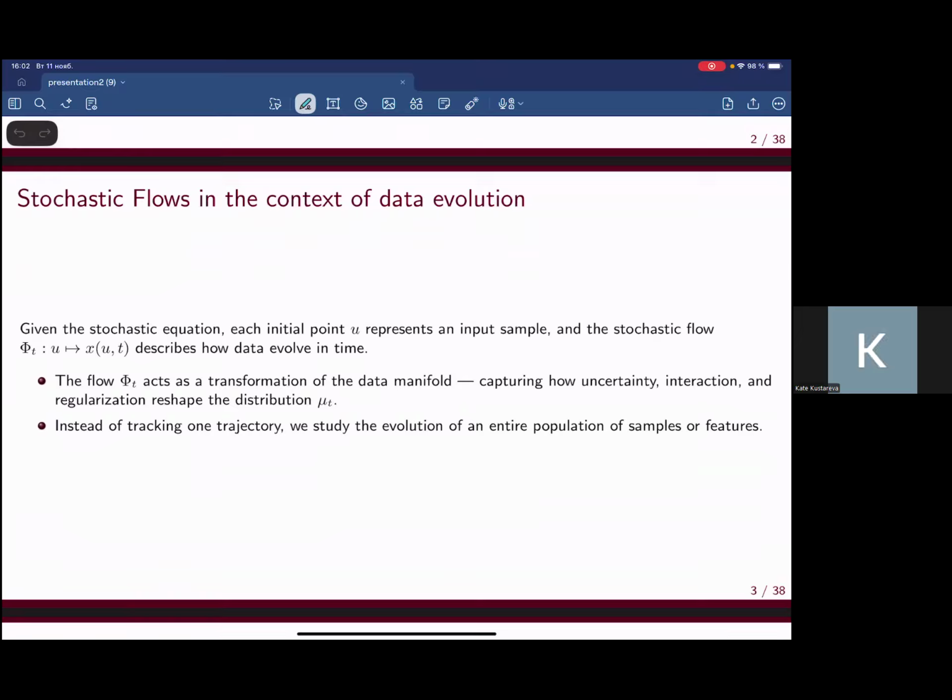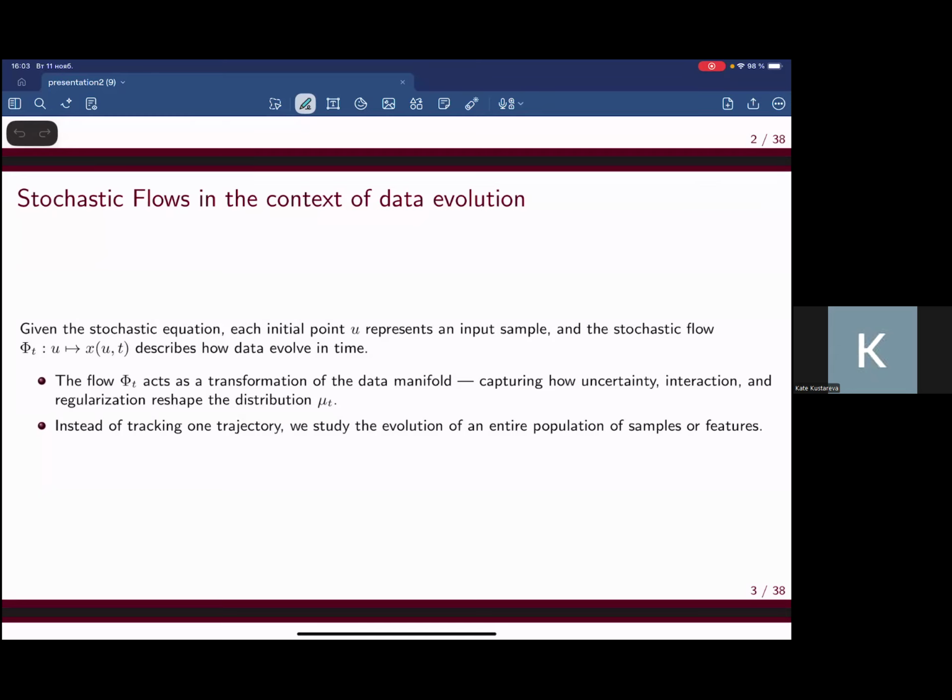And the stochastic flow phi then describes how this data point evolves in time under both randomness and interaction. And in this interpretation, the flow phi acts as a transformation of the data manifold. So it captures how uncertainty and mutual influence between samples and regularization mechanisms change the overall data distribution mu. So rather than studying one isolated trajectory, we analyze the collective dynamics of the entire data set.